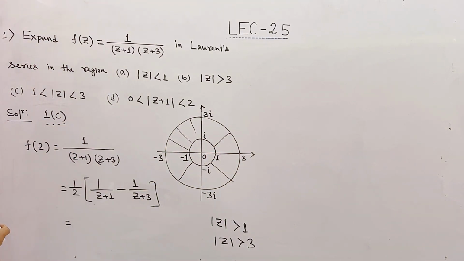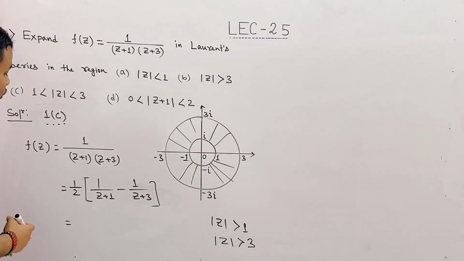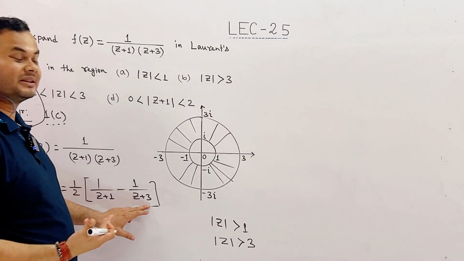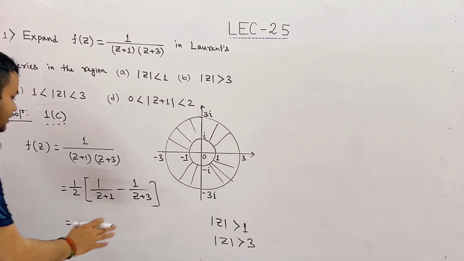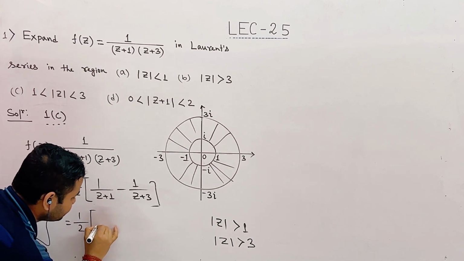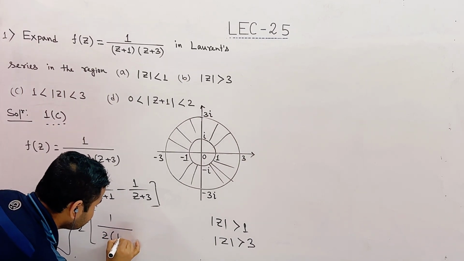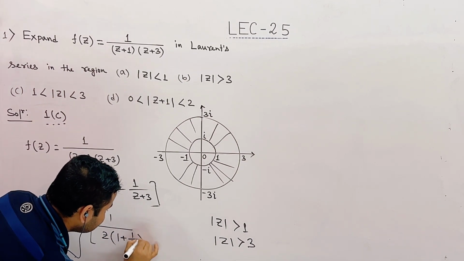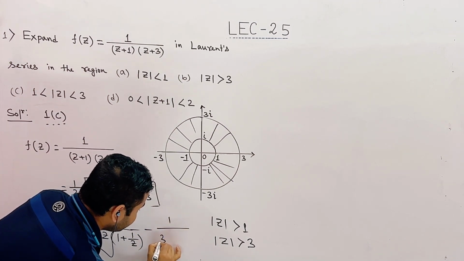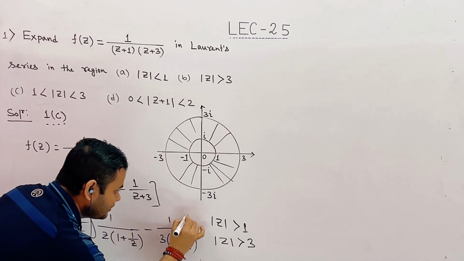Students, for this problem also the procedure is same up to this step. After this step, we have to take common z from the denominator of the first term and 3 from the denominator of the second term. So, let us do 1 by 2 into 1 by z into 1 plus 1 by z minus 1 by 3 into 1 plus z by 3 bracket close.